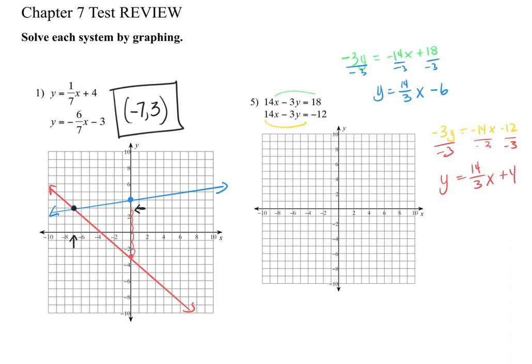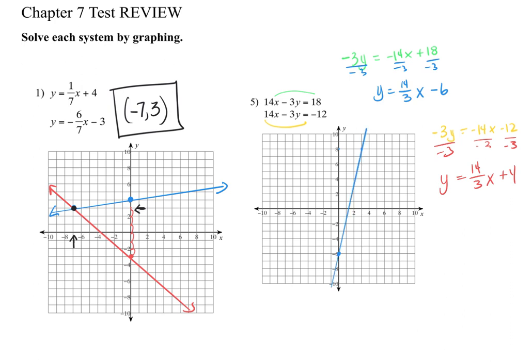So this is going to be a special case, but because your instructions tell you to solve by graphing, you do need to solve by graphing. So you do need to graph those two lines and then tell me the answer. So if I start at -6 and I go up 14 and then right 3, I'm going to get my first line.